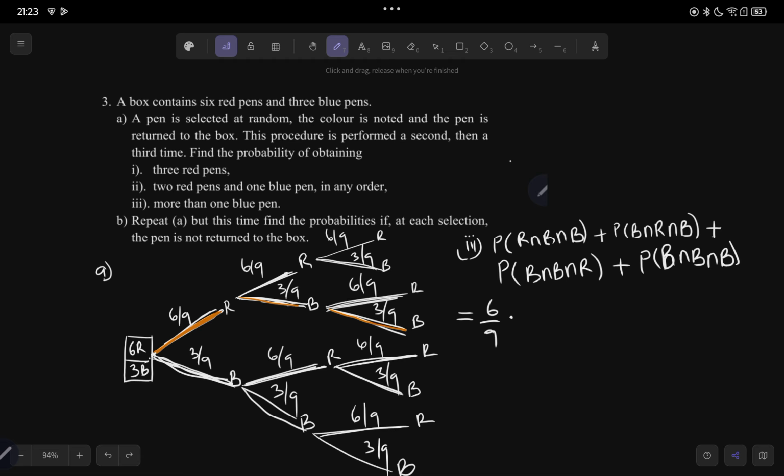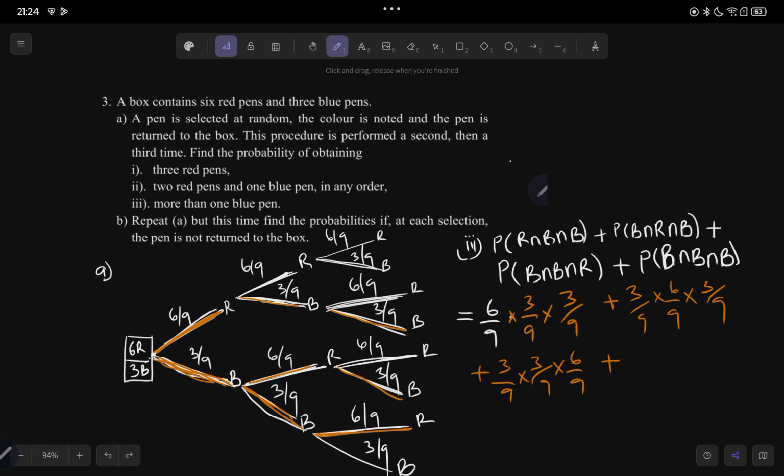Then we have blue, red, blue. 3/9 times 6/9 times 3/9. Then we have blue, blue, red. This is 3/9 times 3/9 times 6/9.